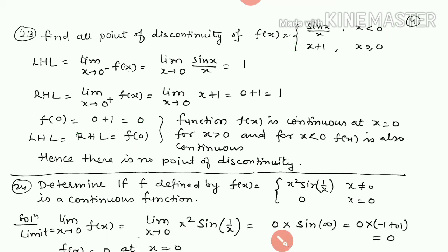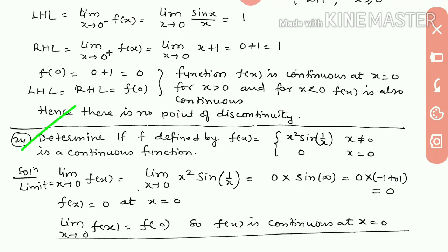Do you all understand this? Question number 24. Determine if f defined by f(x) equal to x squared sin(1 upon x) when x is not equal to 0, and 0 when x equals 0. So here we will check the limit x tends to 0 of f(x). f(x) is x squared sin(1 upon x), so you write it here. Now you put 0 in place of x. So what you get is 0 into sin of infinity. Sin of infinity means any value from minus 1 to 1. So 0 into a value between minus 1 and 1 means you will get 0.